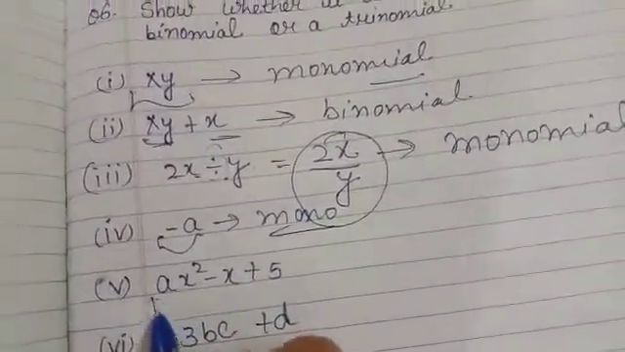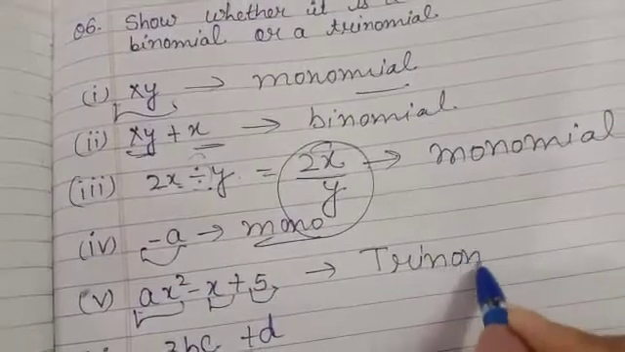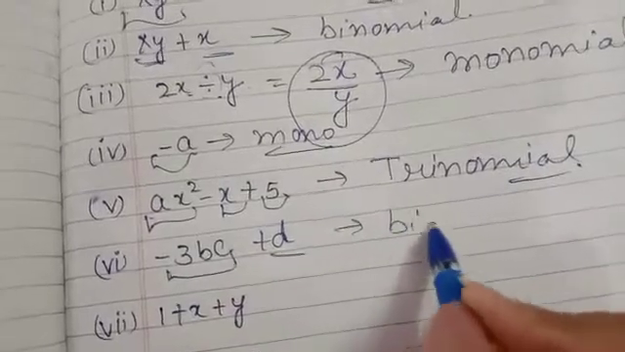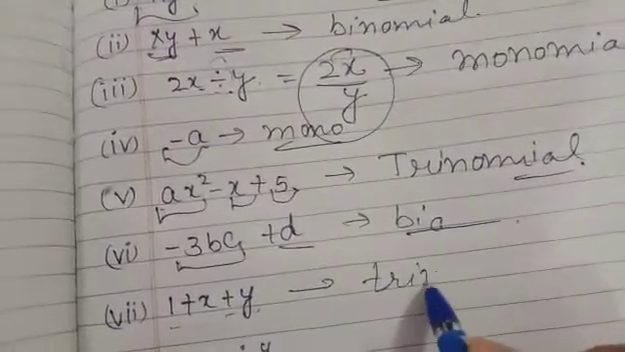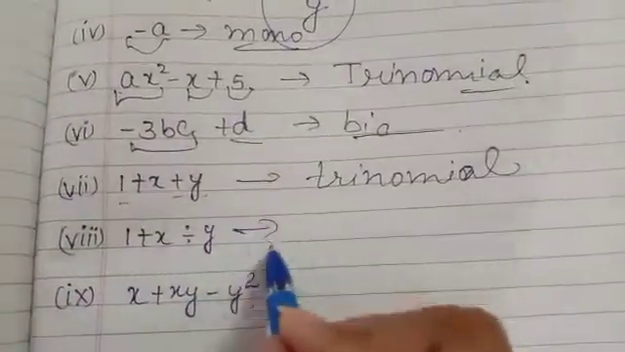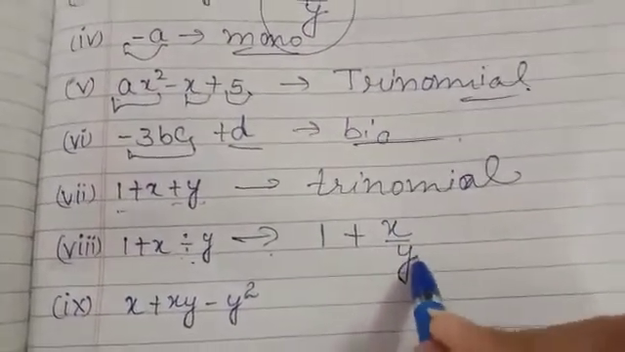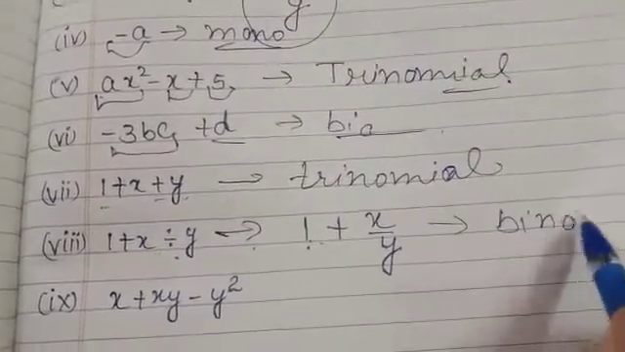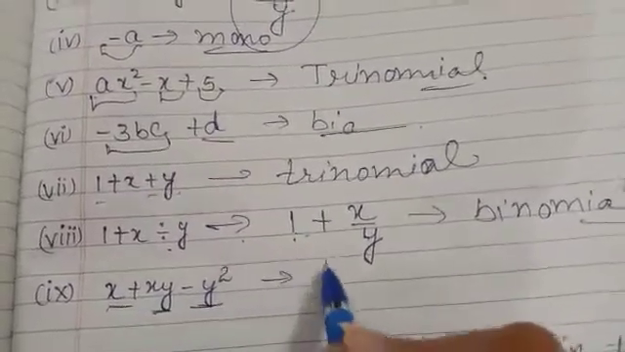See, here are three terms, 1, 2 and 3, so it's trinomial. Then two terms, binomial. I think now you are able to do this. Three terms, yes, trinomial. Check this, beta. Here the sign of division is given, so we will write it x divided by y. Now check the terms. It contains two terms, so it's a binomial. Here we have three terms, so it's trinomial.